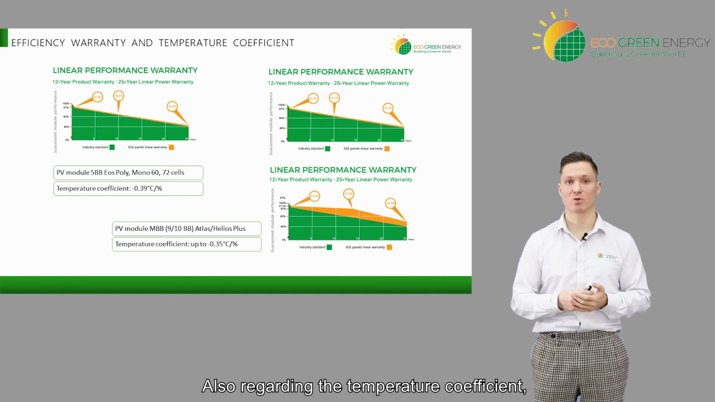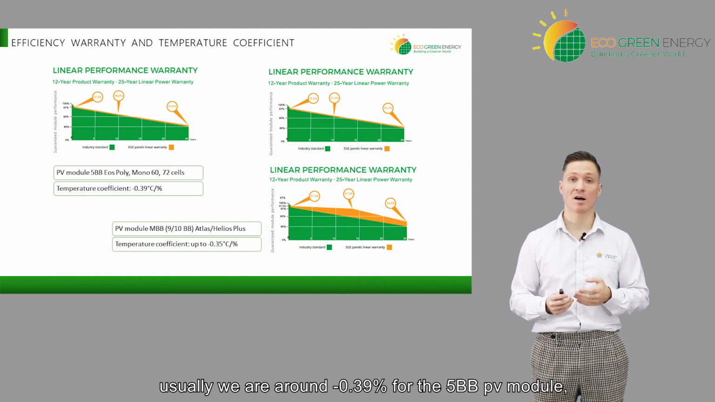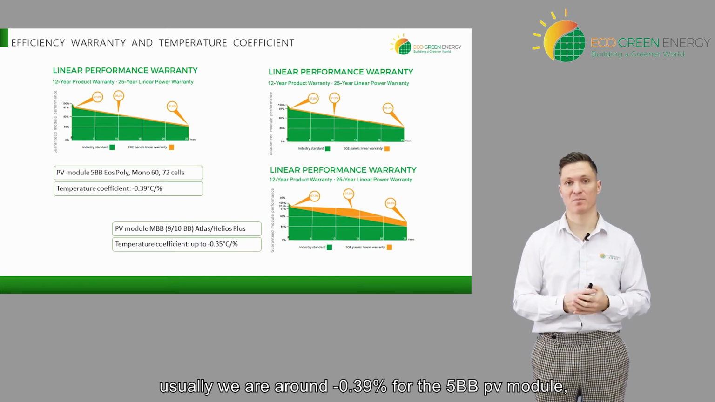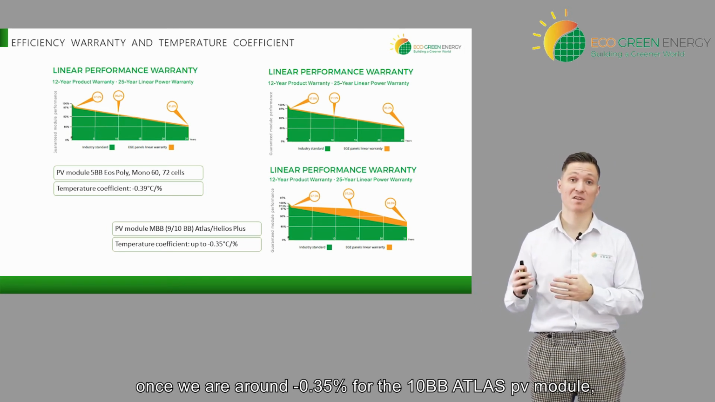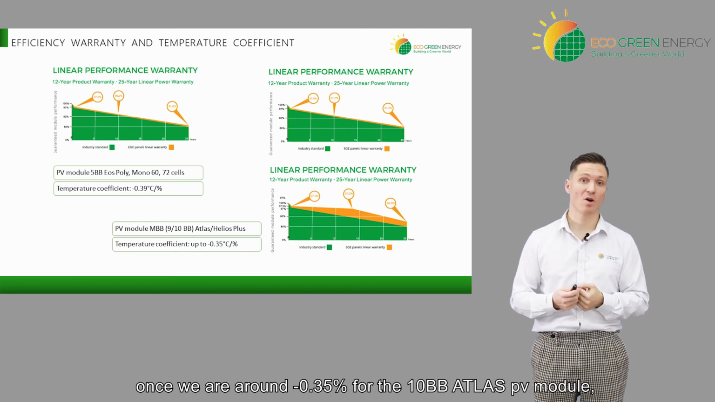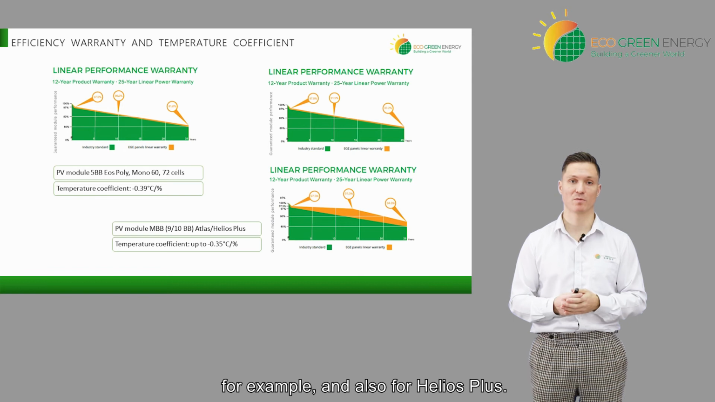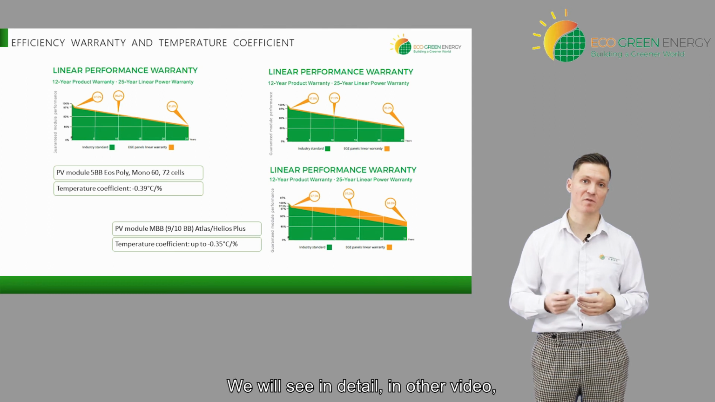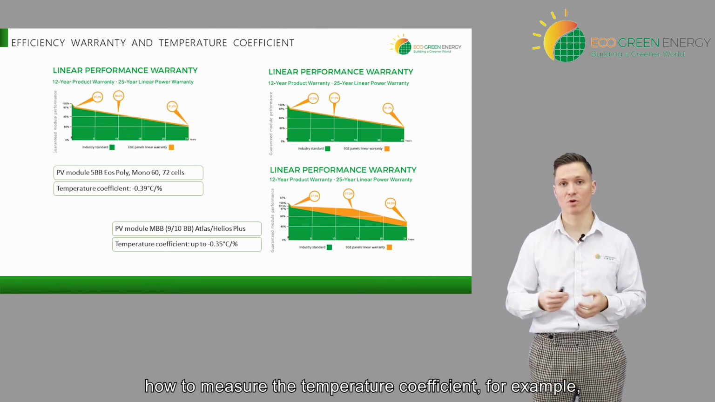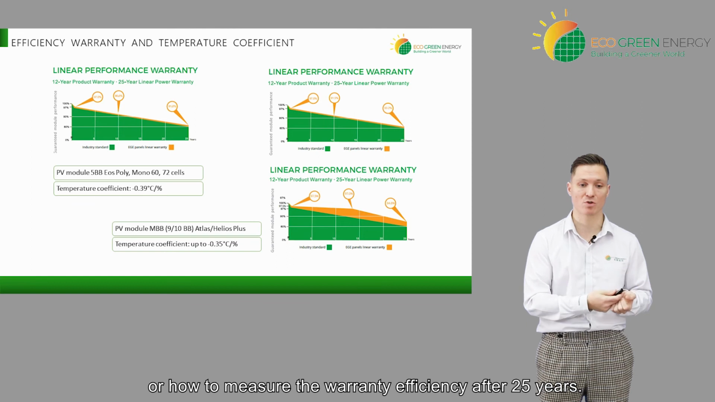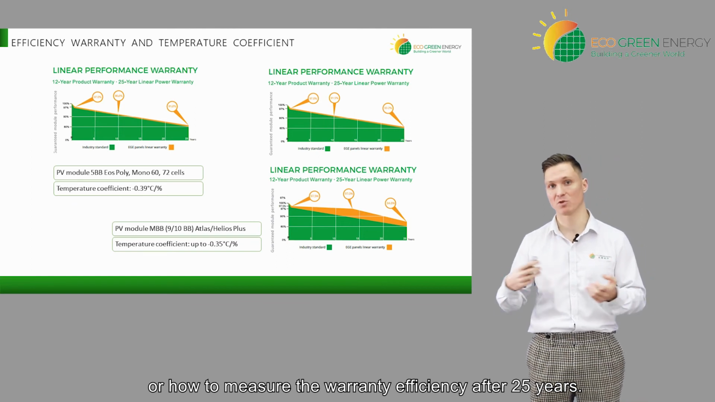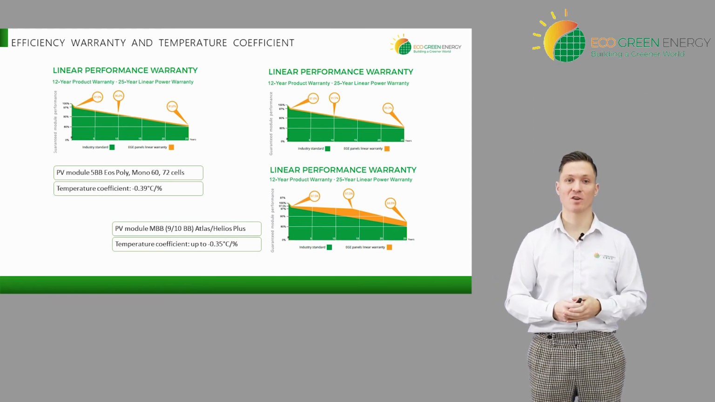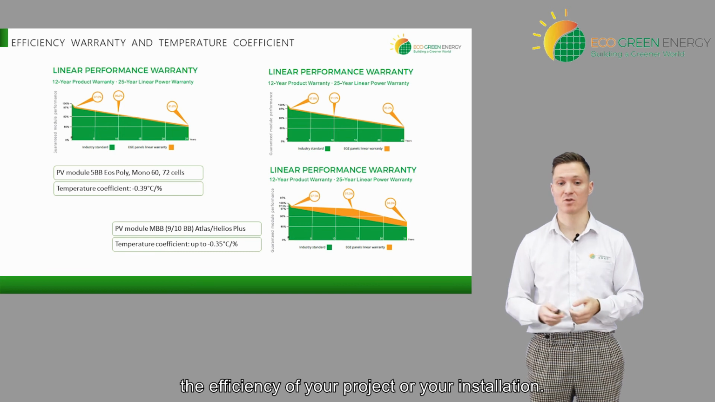Also, regarding the temperature coefficient, usually we are around minus 0.39% for the 5-busbar PV module, while we are around 0.35% for the 10-busbar Atlas PV module, for example, and also for Helios Plus. We will see in detail in another video how to measure the temperature coefficient, or how to measure the warranty efficiency after 25 years, and what is the influence of those factors on the efficiency of your project or your installation.